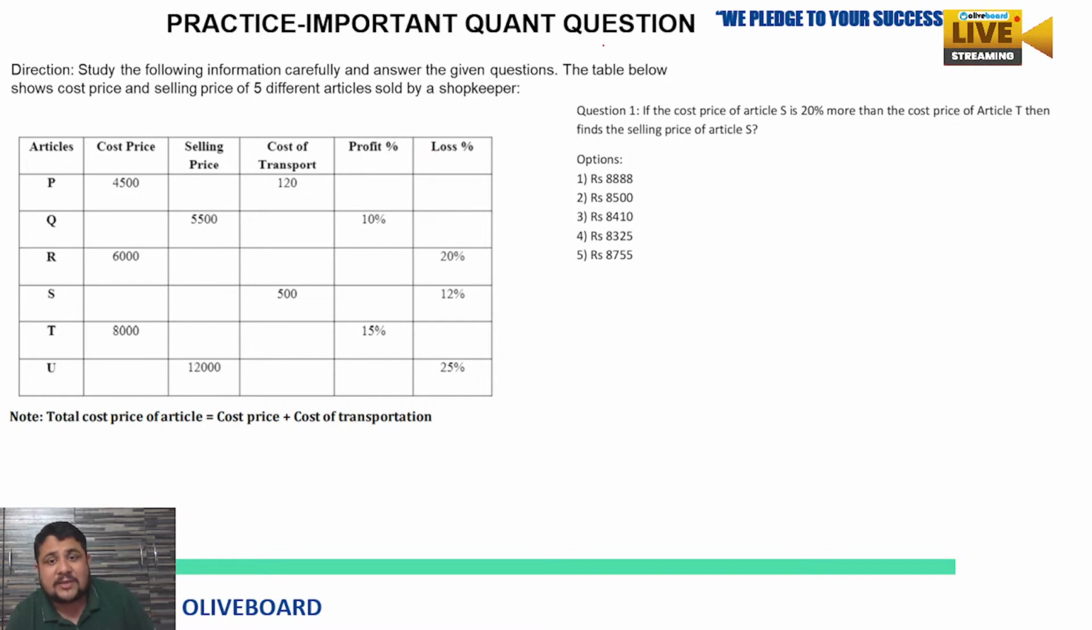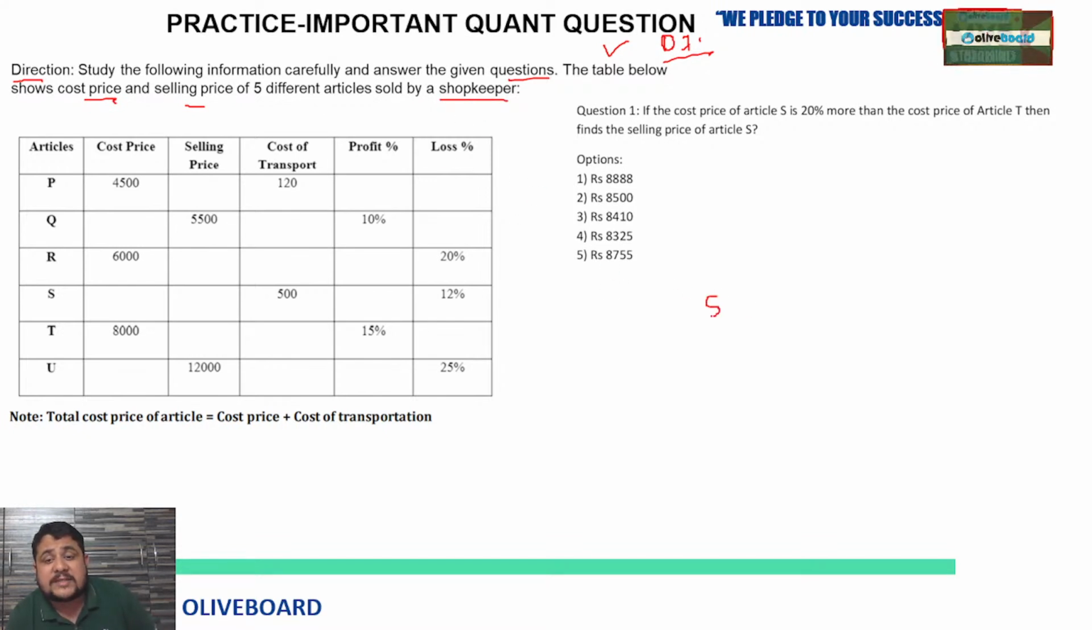So let's start with data interpretation. And this is from a previous year question pattern. Here you can see a missing table DI is given. Tabular DI, missing data DI is given. So first of all, we will read out the data that is given. Study the following information carefully and answer the given question. The table below shows cost price and selling price of 5 different articles sold by a shopkeeper.